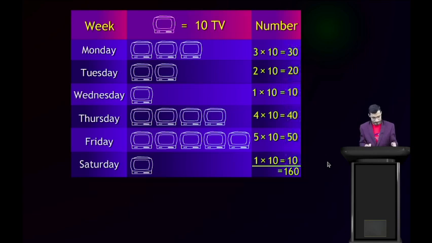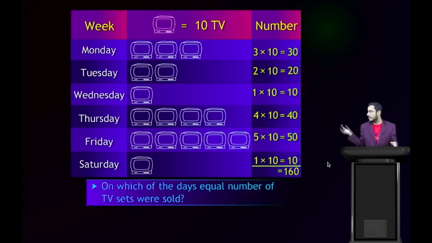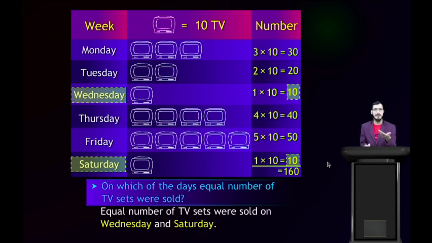Now we have one another question here. On which of the days were an equal number of TV sets sold? You can see the picture, you can see the graph here. Wednesday and Saturday, an equal number of TV sets were sold. So an equal number of TV sets were sold on Wednesday and Saturday.